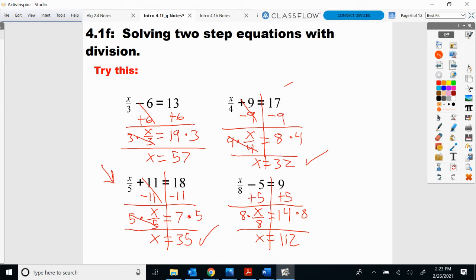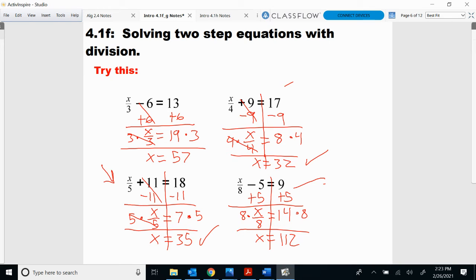All right, and our last one that we got over here, we are going to do the opposite of subtracting 5. So we're going to add 5 to each side. Okay, then we're going to multiply by 8. Let's get those canceled. Perfect. Multiply by 8, and we're going to end up with 112 for our answer for x. Okay, hopefully those worked out for you guys. Take a look at your answers, make any fixes that you need to.